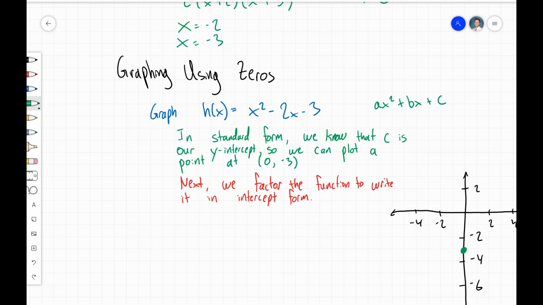And now if we factor our function, we can write it in intercept form to get our x-intercepts. So we have x squared minus 2x minus 3. So with that diamond, again, we would need something that multiplies to negative 3 and adds to negative 2. So in this case, that's going to be negative 3 and positive 1. So now we know in factored form, we would have h of x equals x minus 3, x plus 1.